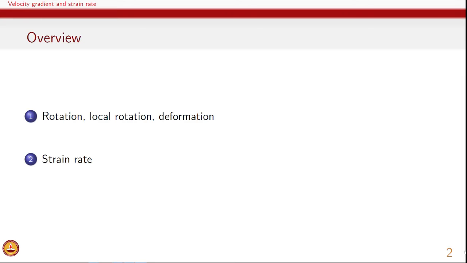While velocity at an individual point cannot tell us anything about either rotation or deformation. So therefore, we will try to understand what is meant by rotation, what is meant by local rotation, and what is deformation. And then we'll look at components of strain rate for a couple of examples of flow.